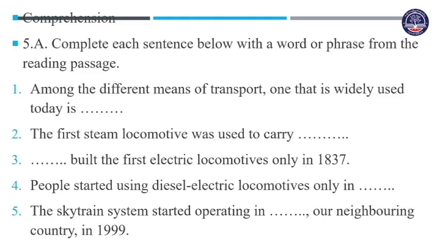Blank was built the first electric locomotives only in 1837.